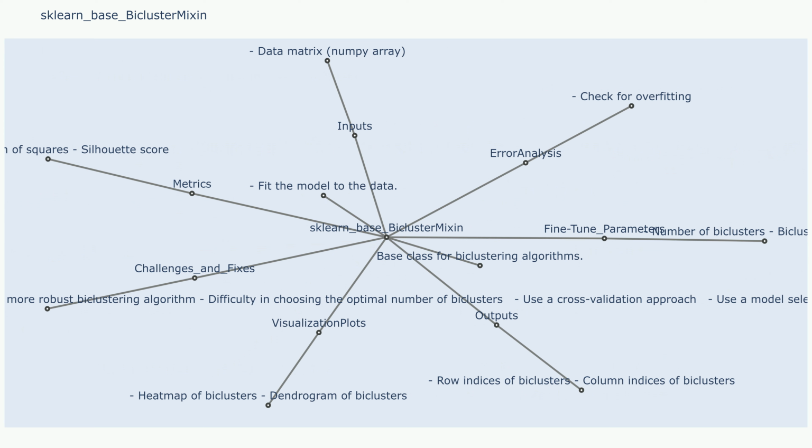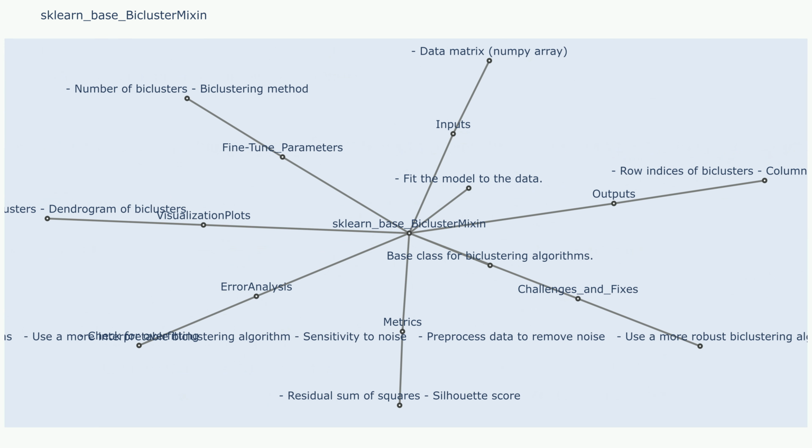Steps: fit. The fit method takes the input data and optional labels and performs the biclustering. Algorithm: assigning samples and features to biclusters based on the chosen biclustering criterion. Predict.